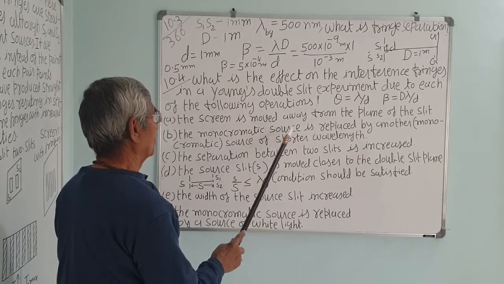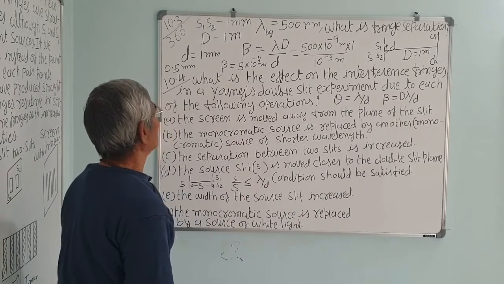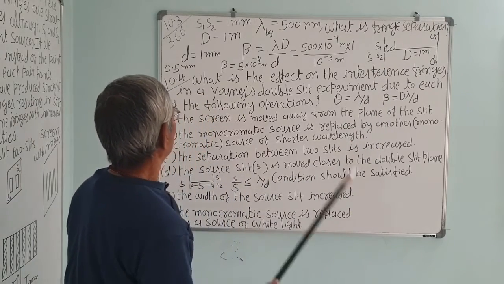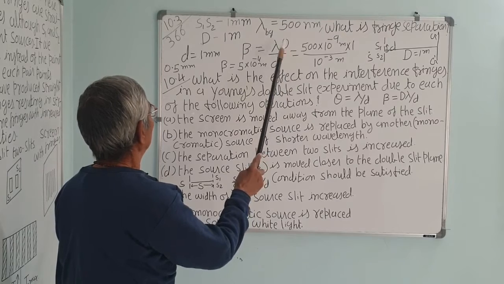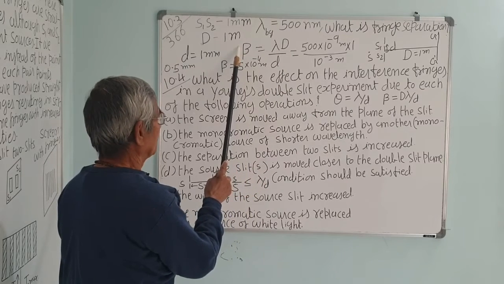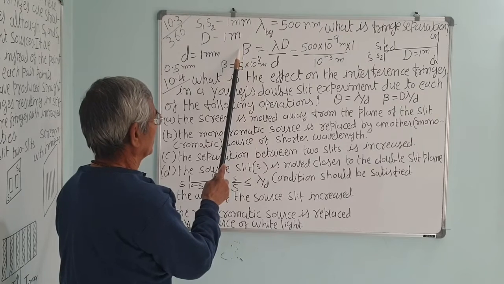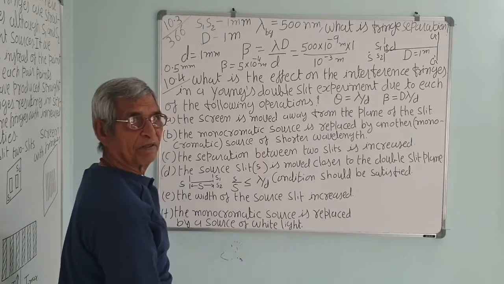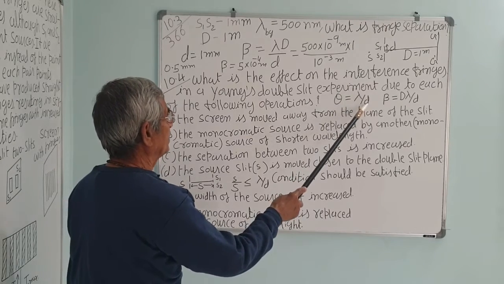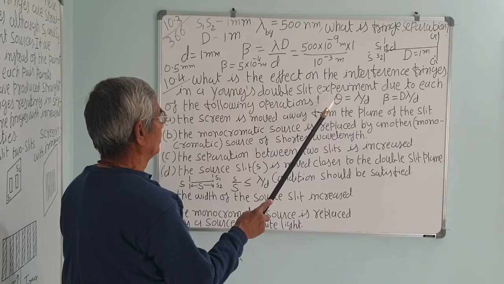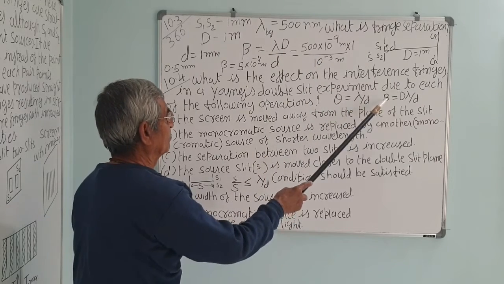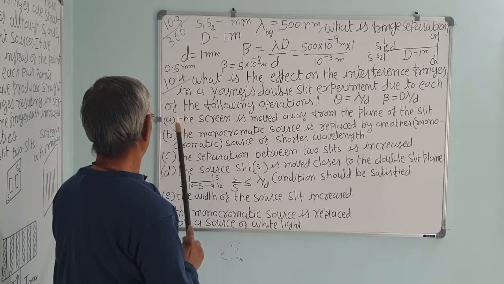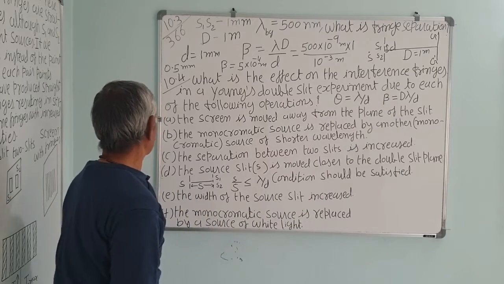The screen is moved away from the plane of the slits. So when D increases, what will happen? Beta will increase. And the angular separation, theta equal to lambda by d, won't be affected, because lambda is the same and small d is the same; only capital D is changed. So angular separation will be the same, but fringe separation will increase. Correct? So remember this equation and how the factors are affecting it.